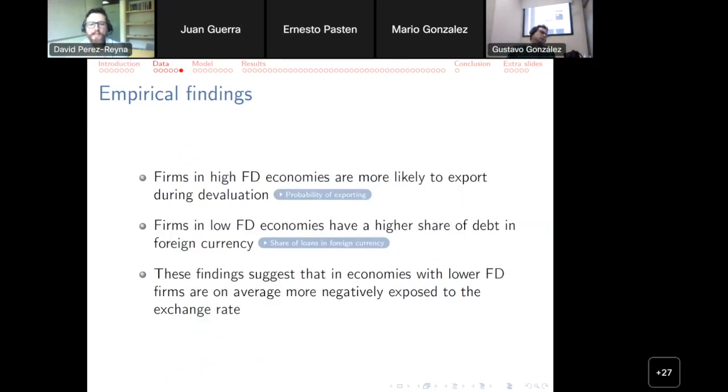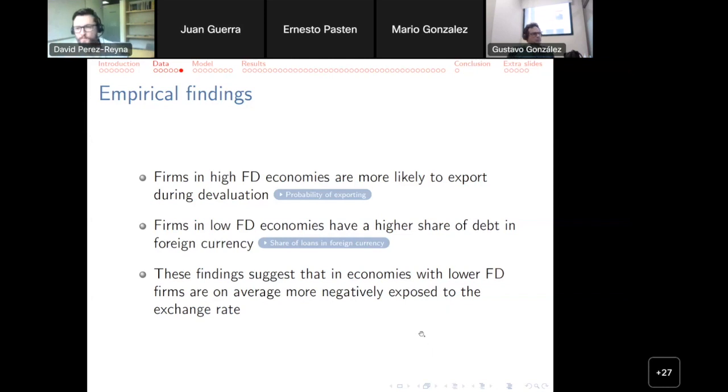What we also find is that firms in economies with more financial development are more likely to export during a devaluation. And we also find that firms located in economies with less financial development have a greater share of debt in foreign currency. This motivates our model, because it suggests that in economies with lower financial development, on average fewer firms are exporting and more firms are borrowing in foreign currency. And that might be a reason why, on average, firms are worse off when there's a depreciation.